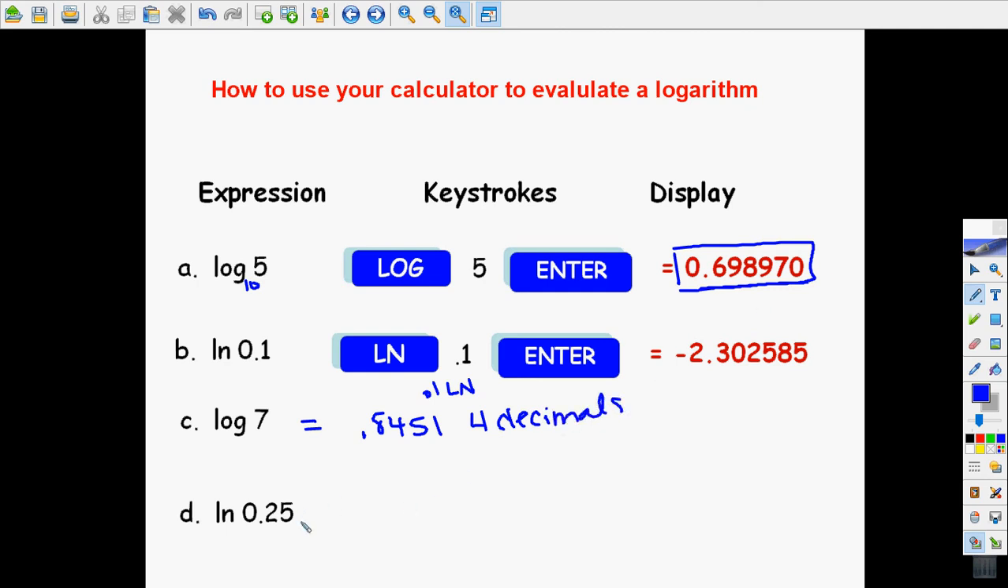And then I'm going to do natural log 0.25 equals. And I'm going to get negative 1.3863. So again, 4 decimal places.